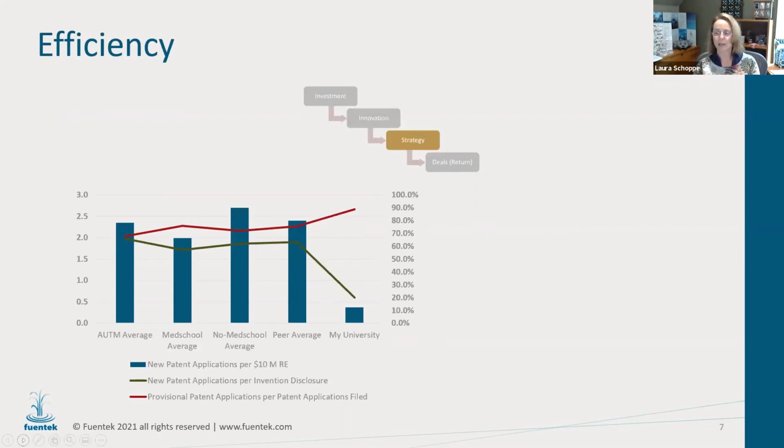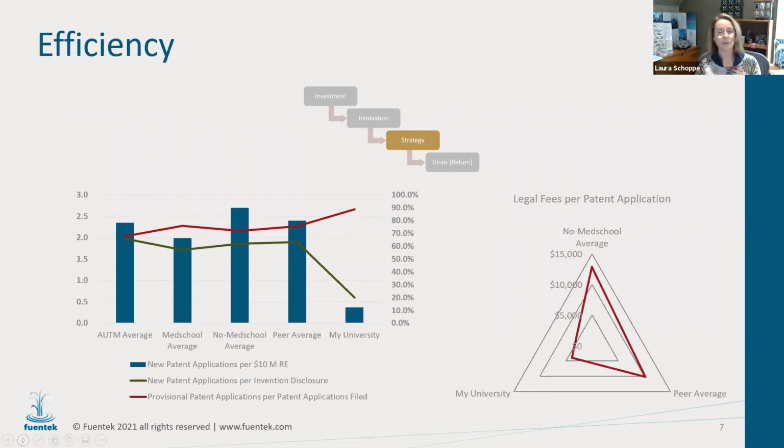So again, my school is way over on the right. Here I am showing you the autumn average, the med school average, the non-med school average, and my peers to just show you how different it looks and how it can change how your metrics are interpreted. But I can tell from my school that I am getting a provisional on almost everything, but I'm patenting very little.